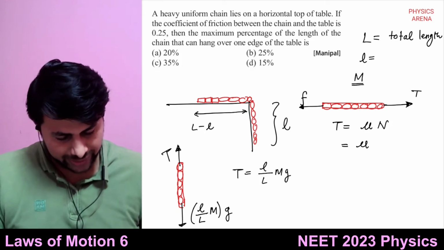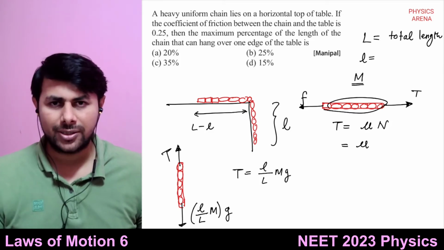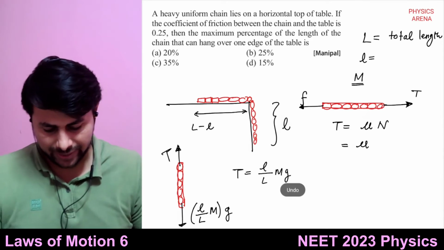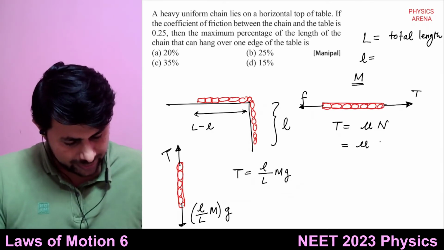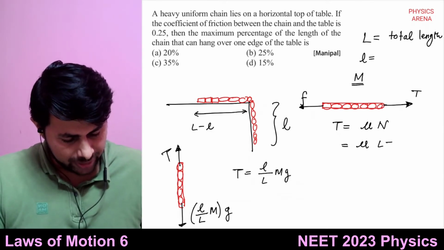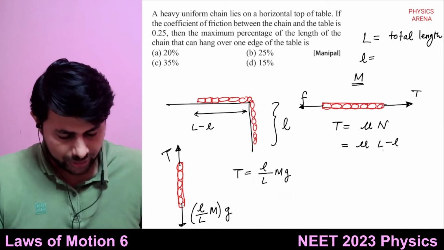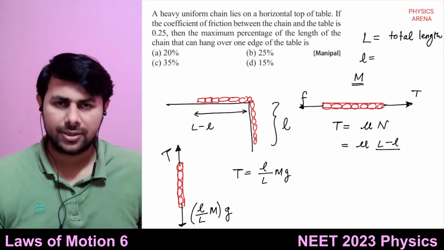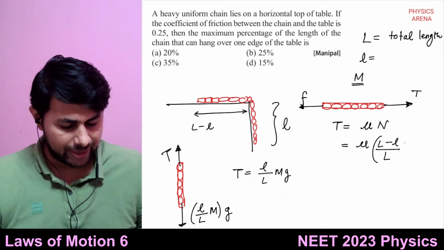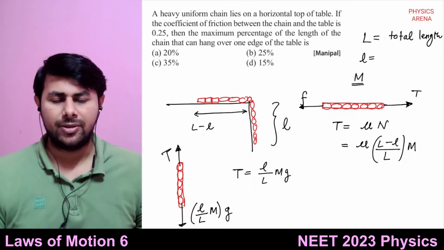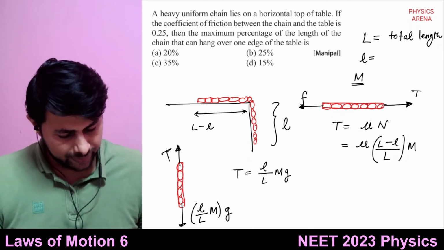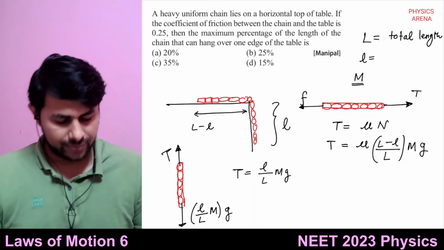Okay, so the length of this part upon the total length, multiplied by capital M. So small l, capital L minus small l is the length of this part divided by the total length, multiplied by capital M. This much is the mass. You got this?